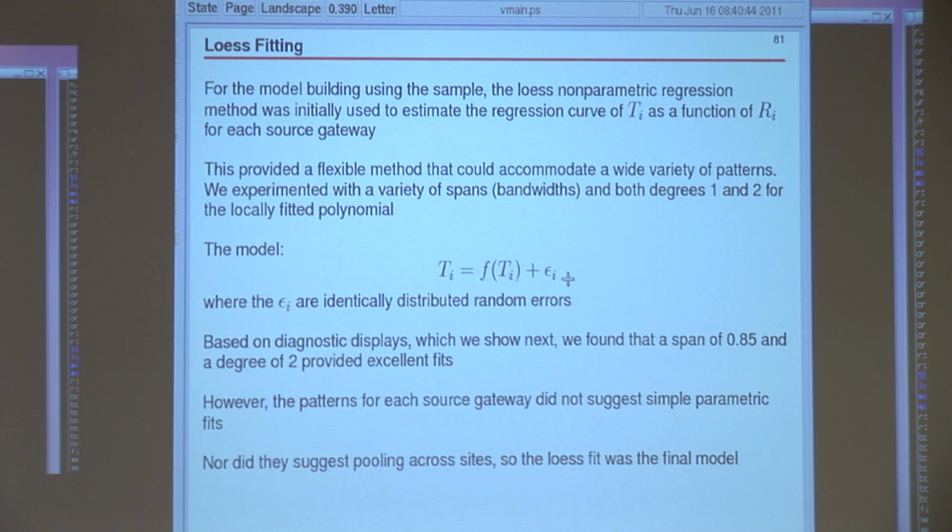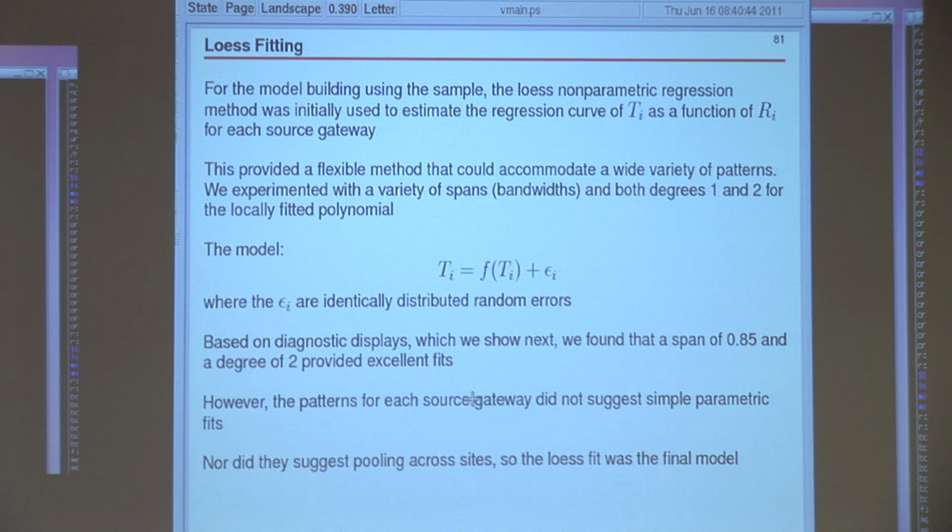And so what we did was, again, using diagnostic displays, which I'm about to show you, we determined that we got quite good fits across the gateways if we took the span, the bandwidth parameter of the lowest procedure, to be 0.85, and we used degree 2. We did quite well. And remember back when I told you about lowest, we plot up residuals and see if there's anything left. Well, as you'll see, we did that kind of thing.